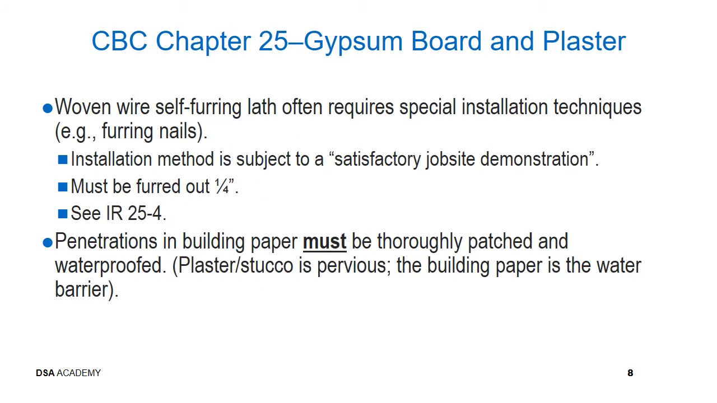Woven wire cell furring lath often requires special inspection techniques, for example, furring nails. Installation method is subject to a satisfactory job site demonstration. Must be furred out 1/4 inch. See DSA IR 25-4 for more information. Penetrations in building paper must be thoroughly patched and waterproofed. We all understand that plaster stucco is pervious. The building paper is the water barrier.